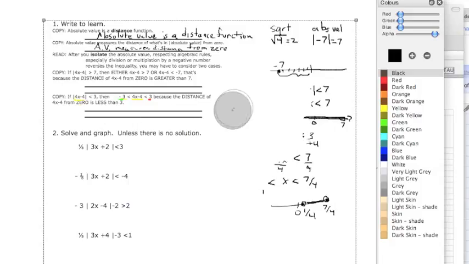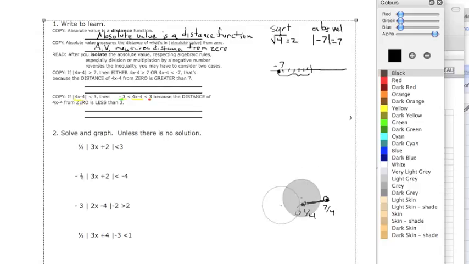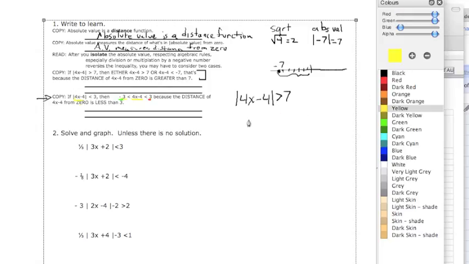Okay, so stepping back, I hope that was clear about the less than case. I did this guy first here. So now let me talk about this case. If the absolute value of 4x minus 4 is greater than 7, that just means that the distance of this thing, 4x minus 4, from 0 is greater than 7.